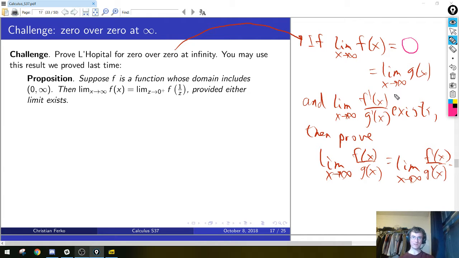0 over 0 at infinity. I'm getting overly excited. Okay, apologies if that was why the confusion happened. Yes, this is 0, and we're still trying to prove this, but we're assuming these are 0. Okay, so with the correct problem statement, good. What do you think we should do to prove this one?